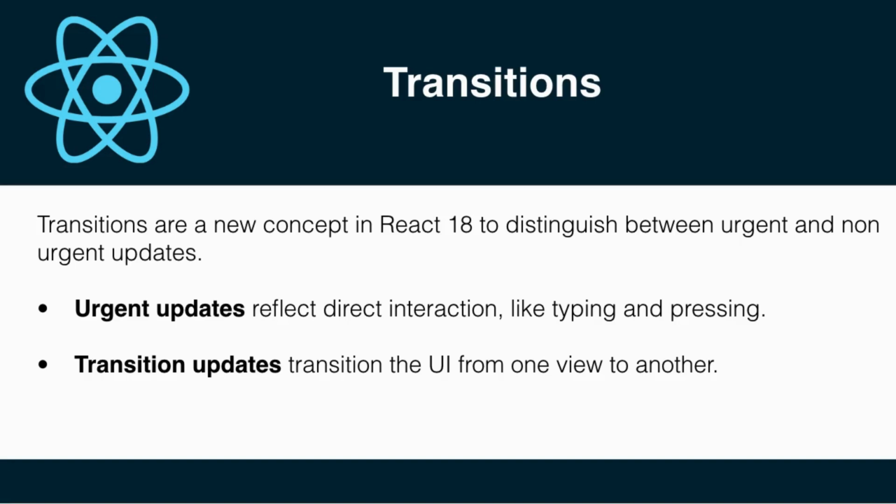Transitions are a new concept in React 18 to distinguish between urgent and non-urgent updates. Urgent updates reflect direct interaction, like typing and pressing. Transition updates transition the UI from one view to another. Urgent updates need immediate response to match our intuitions about how physical objects behave. However, transitions are different because the user doesn't expect to see every intermediate value on screen.